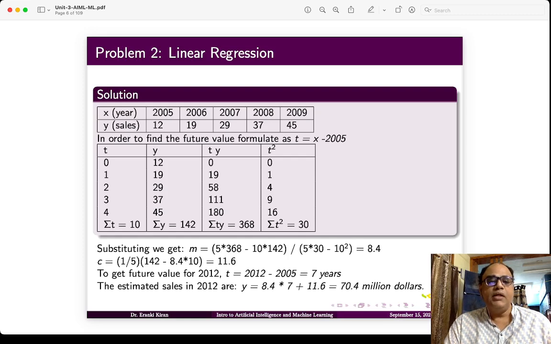So that is the likely target, or the likely revenue, likely sales that are probably going to occur if the same trend continues in the sales of the company, right? So that is how we predict the future value from the given data points.